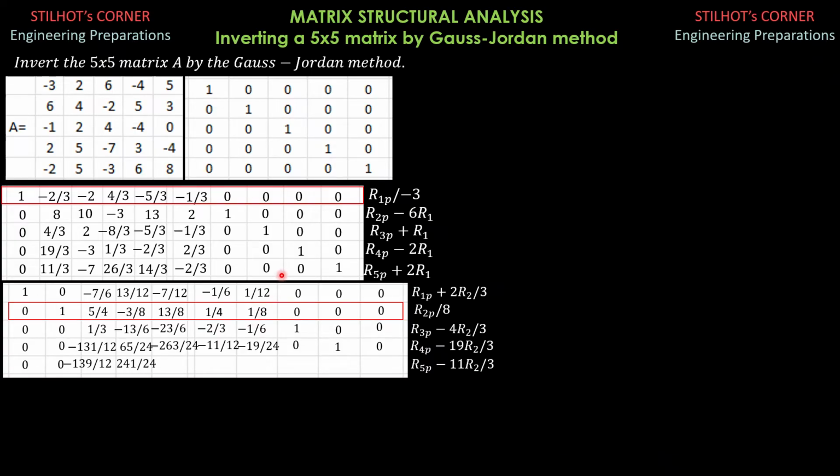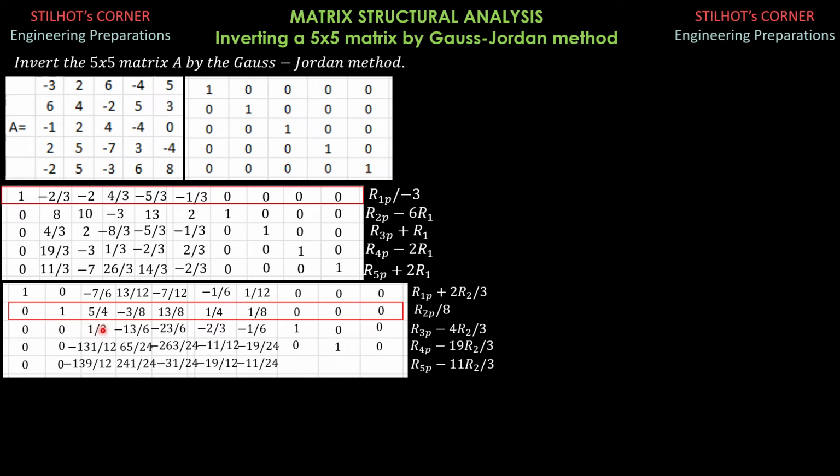Then 0 minus 11 over 3 of 0, that's 0. 0 minus 11 over 3 of 0, that's still 0. 1 minus 11 over 3 of 0, that's still 1. So next we begin with row 2.